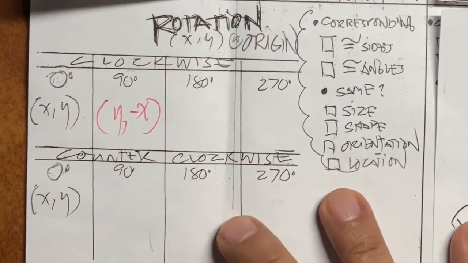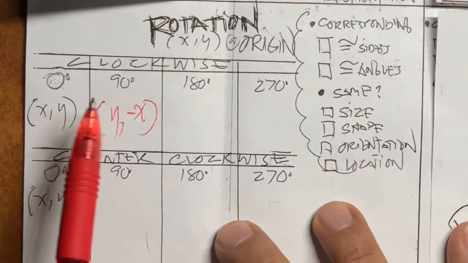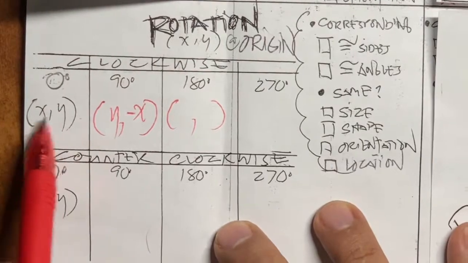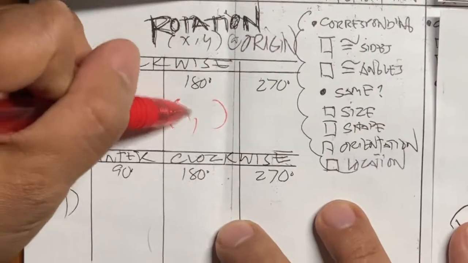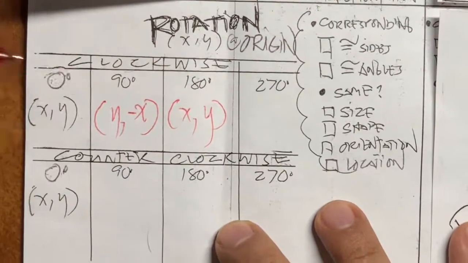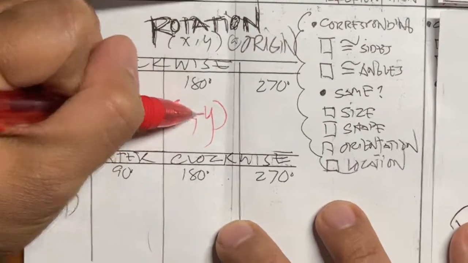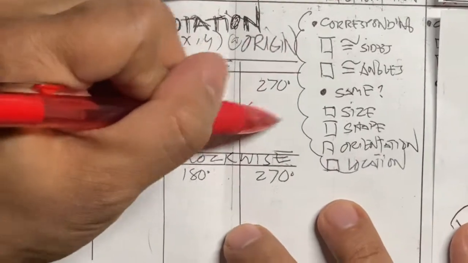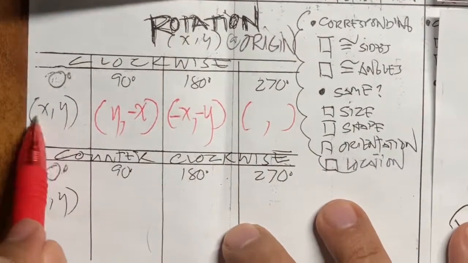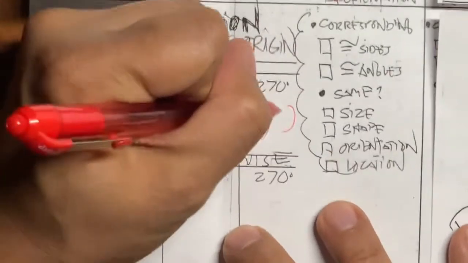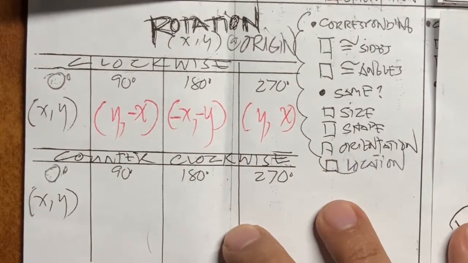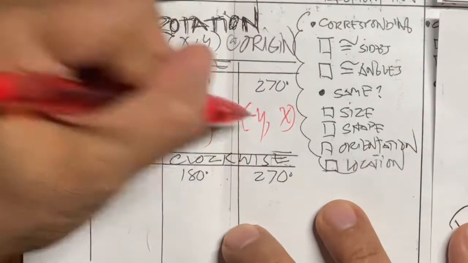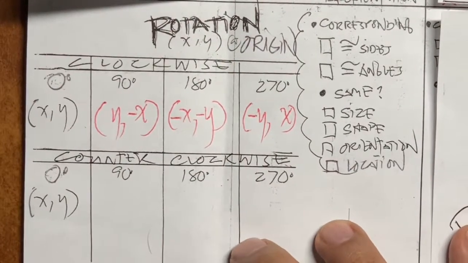or the opposite. And if you rotate clockwise 180, you will not switch the positions. You will retain the X, retain the Y, but both of them will have the negative. For 270 degrees, you switch the position of the X and the Y. The Y goes first, the X goes second, but now the original Y will be the negative or the opposite.